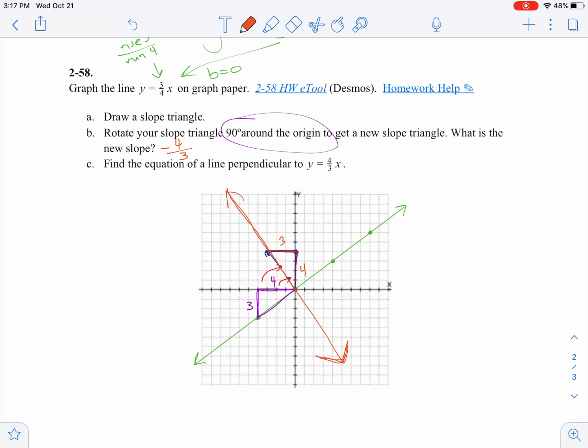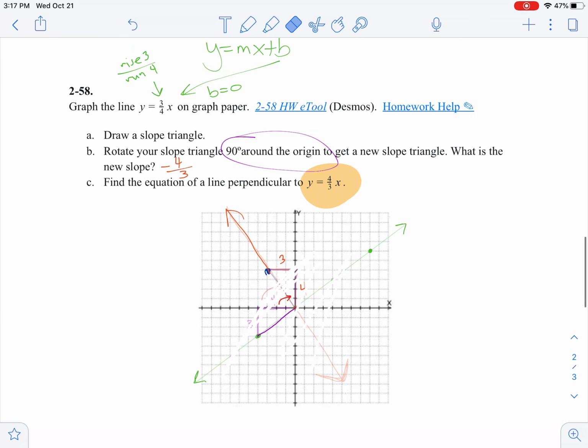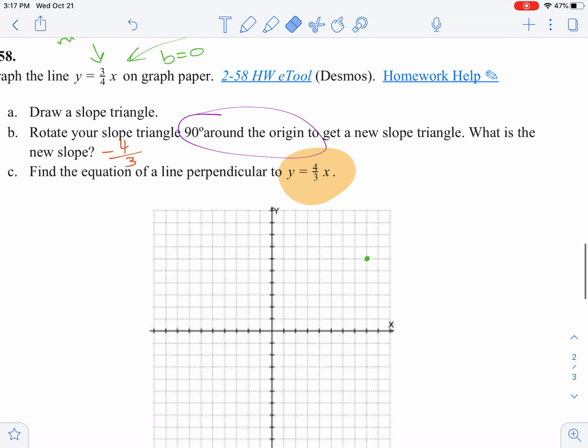Well, I'm going to go ahead and get rid of this because neither of these lines are the same line that we're talking about right now. So I'm going to go ahead and get rid of this information here. And I'm going to graph that line I just highlighted.